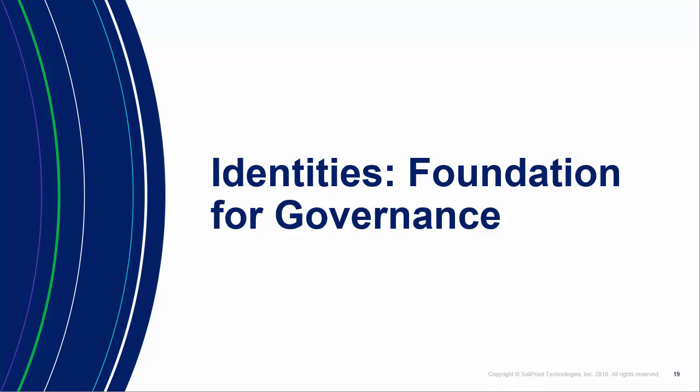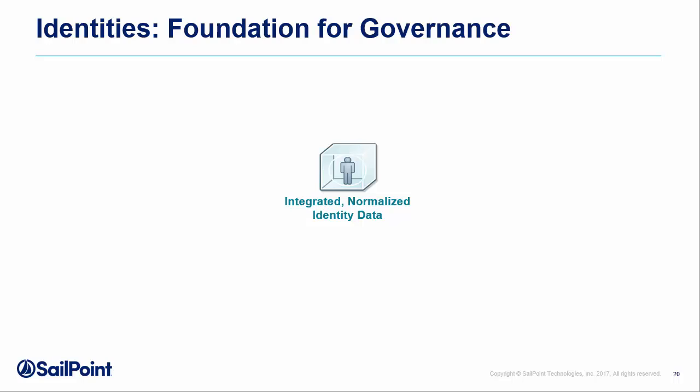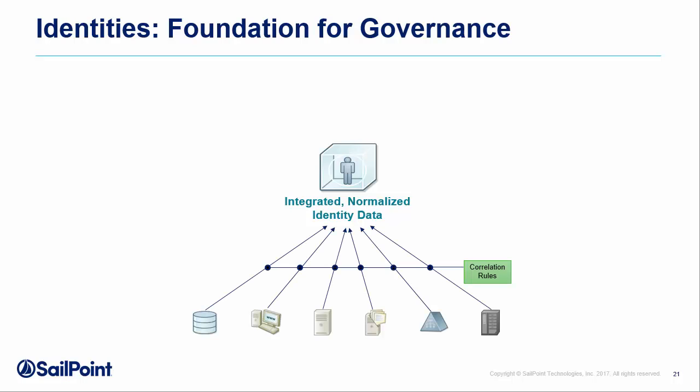Identities, foundation for governance. The core of governance is the identities in your system. A strong governance model starts with integrated, normalized identity data as its foundation. We provide this normalized identity data by collecting it from various applications in your organization, and then use correlation rules to make sure that all the right data gets attached to the right identities within the system.